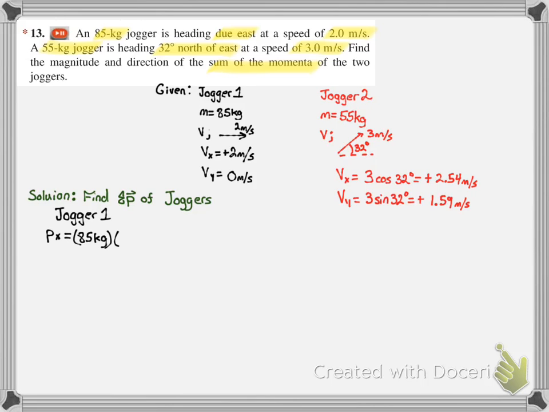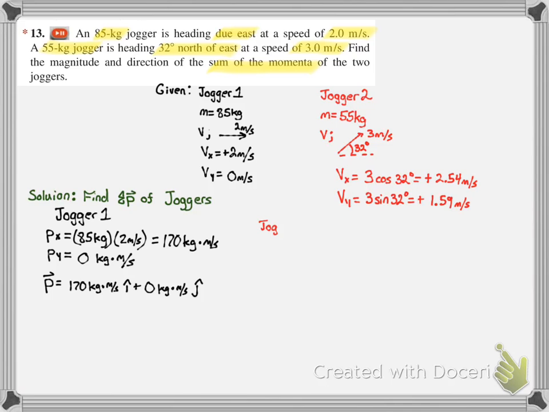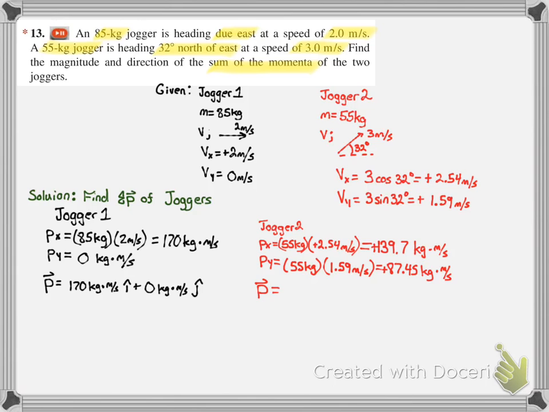So jogger 1 has a momentum in the x direction of 170. His momentum in the y direction is 0 because he has no velocity in the y direction. So his momentum can be written in vector notation, which just makes it easier when we add them, as 172 kilograms times meters per second in the x and 0 kilograms times meters per second in the y. We do the same thing for jogger 2. We find his momentum in the x, which is 139.7. We find his momentum in the y by multiplying his mass times velocity in the y, and that gives us 87.45. We write it down neatly in our vector notation.